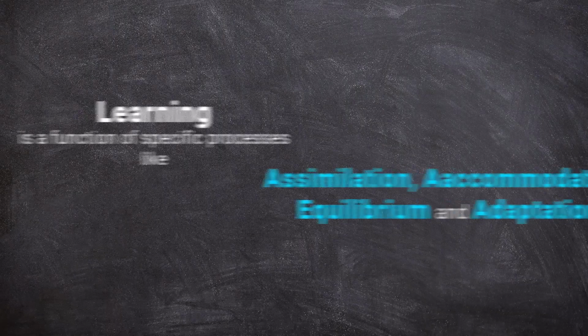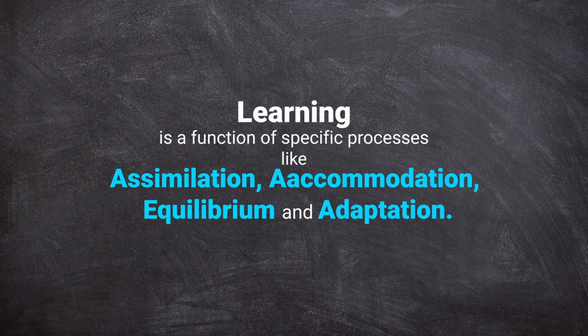Intelligence is a continuing process that creates structures. On the other hand, knowledge is an interactive process between the learner and the environment, which is highly subjective during the first few years of a child's life and becomes more objective by adulthood. He believes that learning is a function of specific processes like assimilation, accommodation, equilibrium, and adaptation.